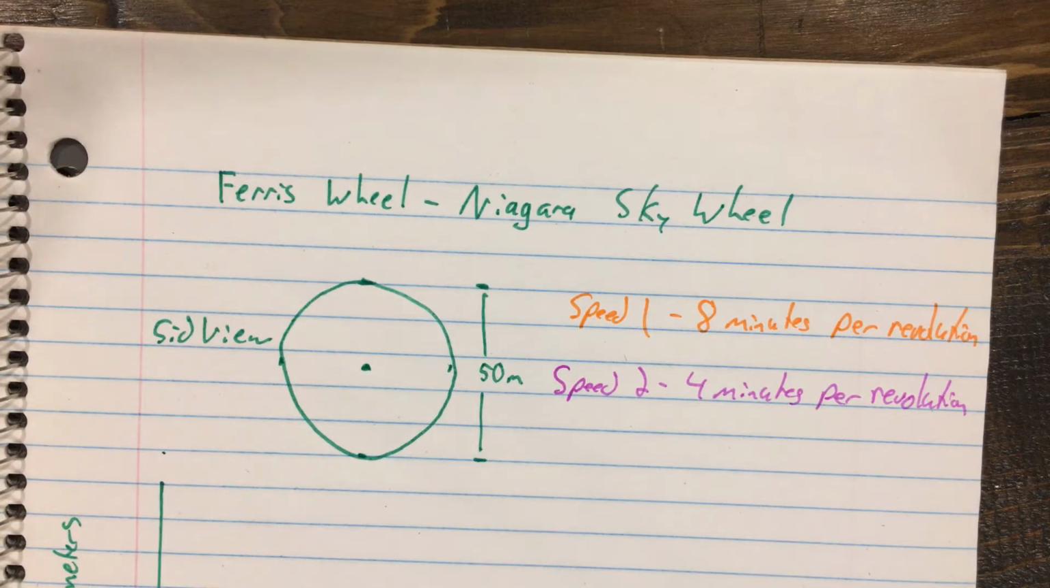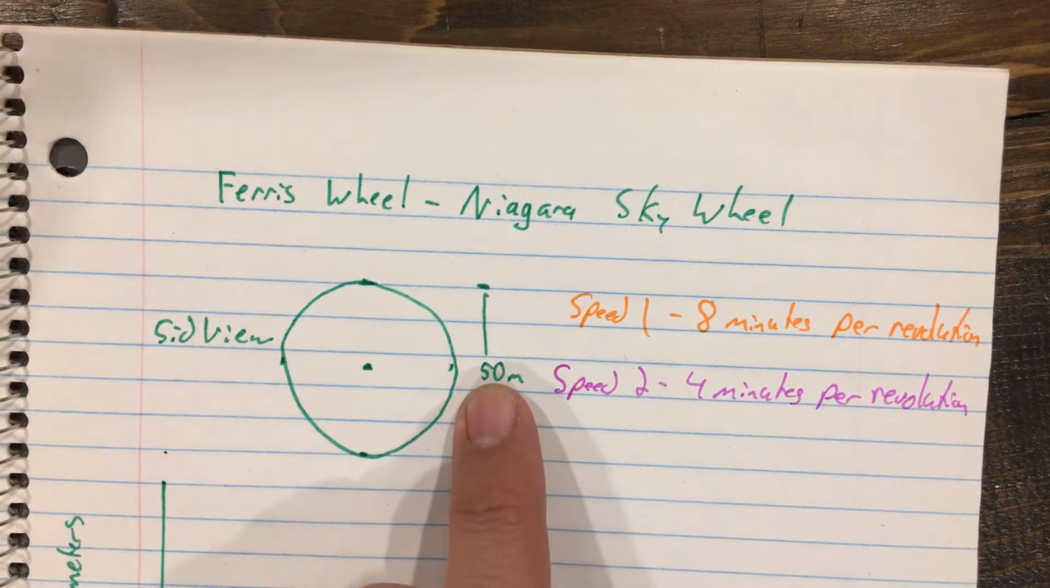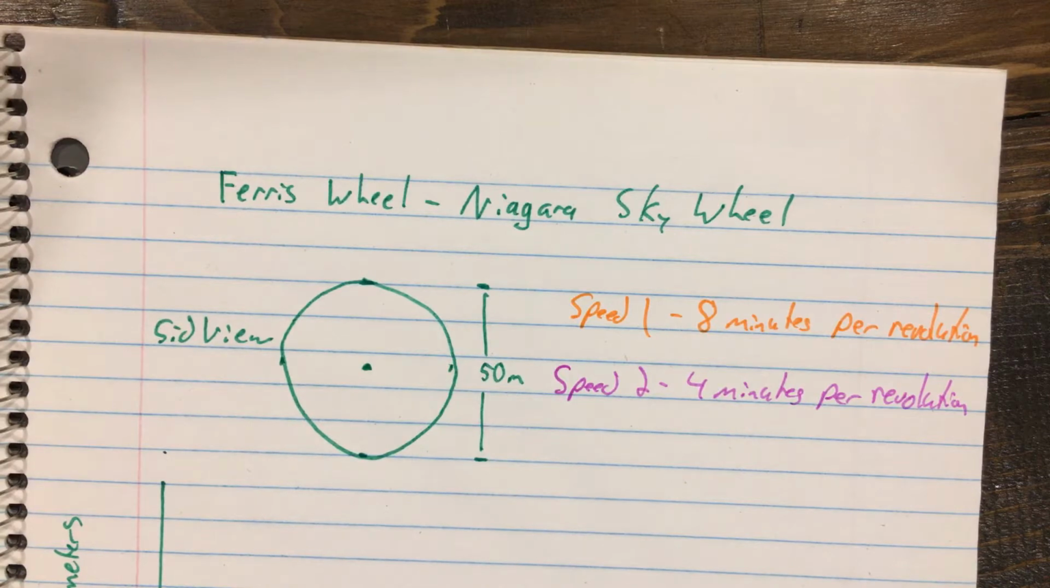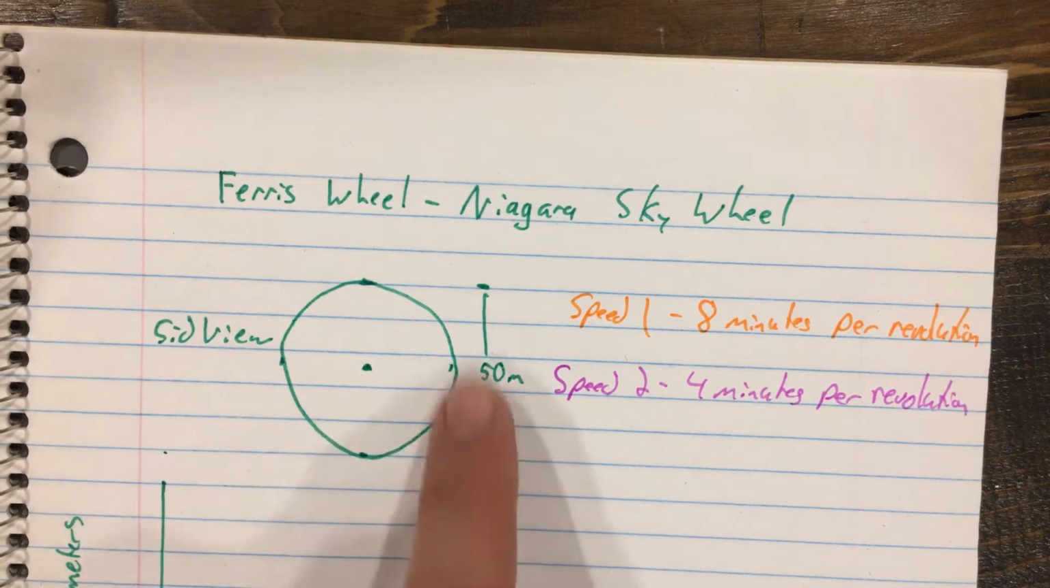For the Ferris wheel project, I'm going to show the example of the Niagara Sky Wheel. The Niagara Sky Wheel actually goes 53 meters in the air. I'm going to make the numbers a little bit nicer. Feel free to do the same. Again, you should choose a different height for your Ferris wheel and different speeds just to make your graph a little bit different. Okay, the Niagara Sky Wheel is about 50 meters high.